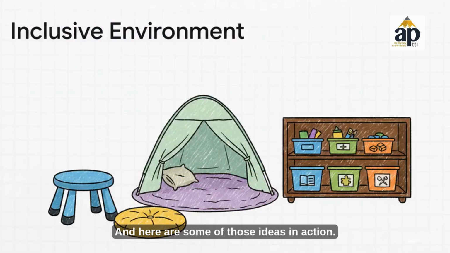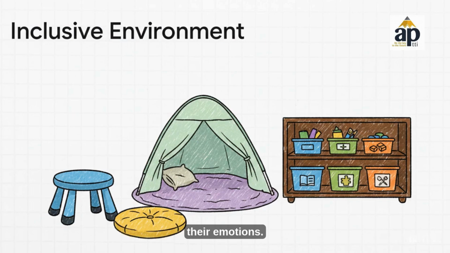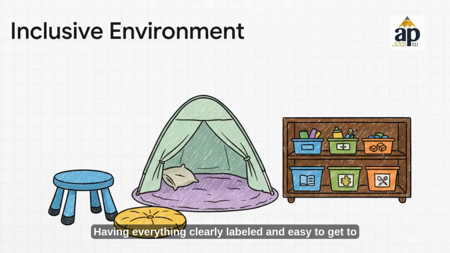And here are some of those ideas in action. You can see different seating options, like cushions or stools, which are great for meeting different sensory needs. And that little tent in the corner, that could be a calm down space, a safe spot for a student to go and just regulate their emotions. And notice the organized shelf? Having everything clearly labeled and easy to get to helps every student become way more independent.